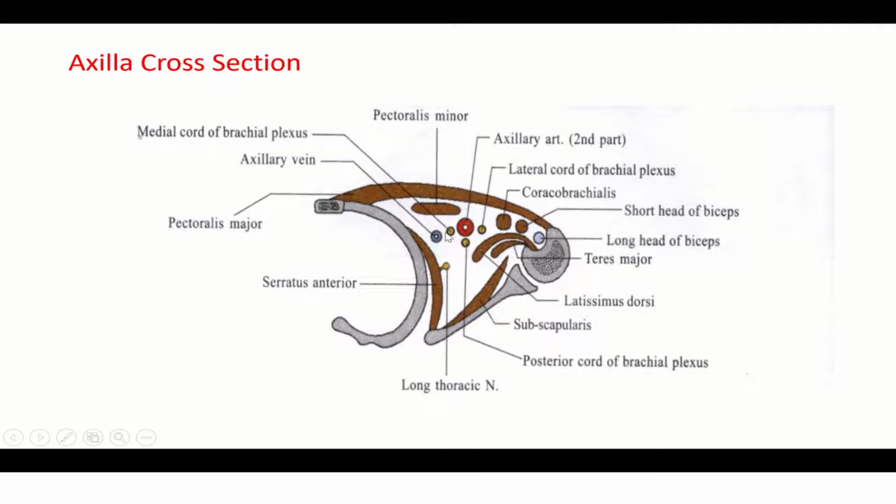Remember the relationship of the chords of the brachial plexus. Their true name is justified in the second part. That means if I say posterior chord of brachial plexus, it is posterior to second part of axillary artery. Lateral chord is lateral to second part of axillary artery. Medial chord is medial to the second part of axillary artery. Medial chord medial, posterior chord posterior, lateral chord lateral. This relation holds good with only second part of the axillary artery.